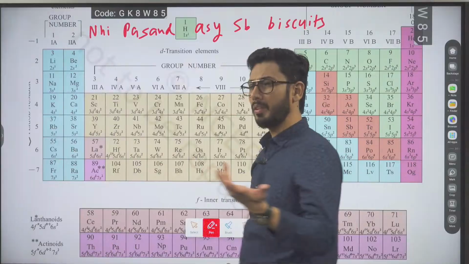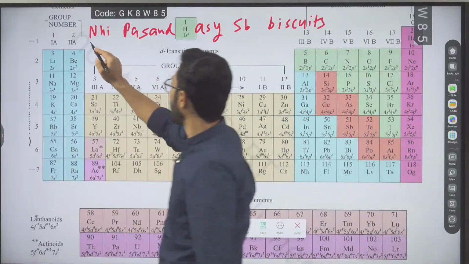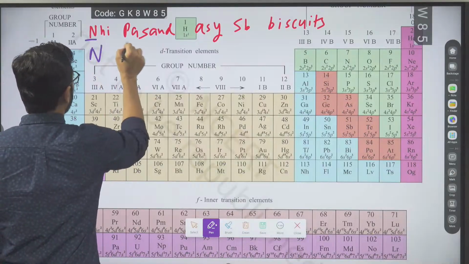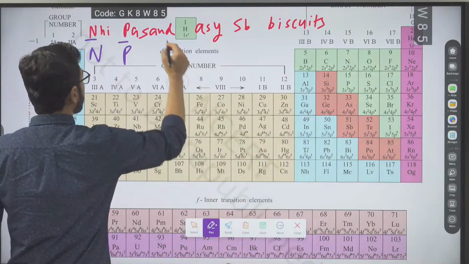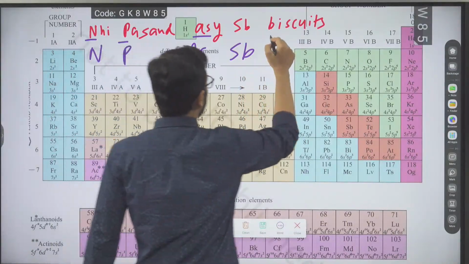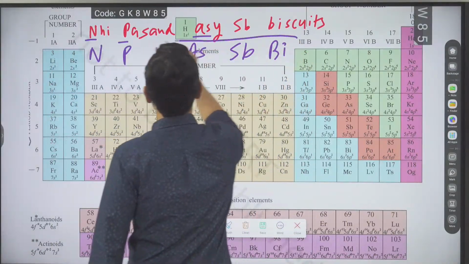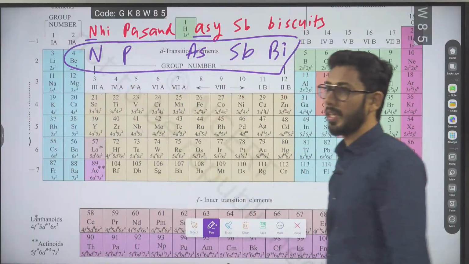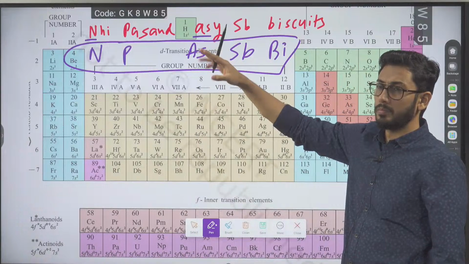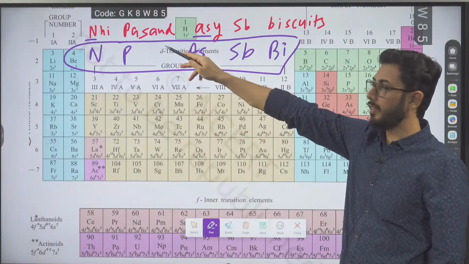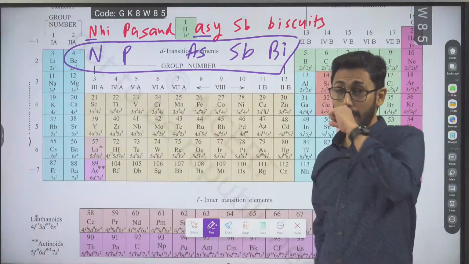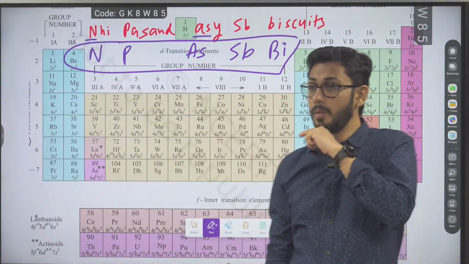One such way, other ways also you can do. नहीं पसंद में what you extract, you will extract the symbol नाइट्रोजन. पसंद में P फॉस्फोरस, ऐसे में आर्सेनिक, सब में SB, बिस्किट में बिस्मथ. नहीं पसंद ऐसे सब बिस्किट. और you can say वो सेलिब्रिटी नेम ना, नाना पाटेकर, असरानी, सब बीमार. नाना पाटेकर ऐश्वर्या, सब बीमार.